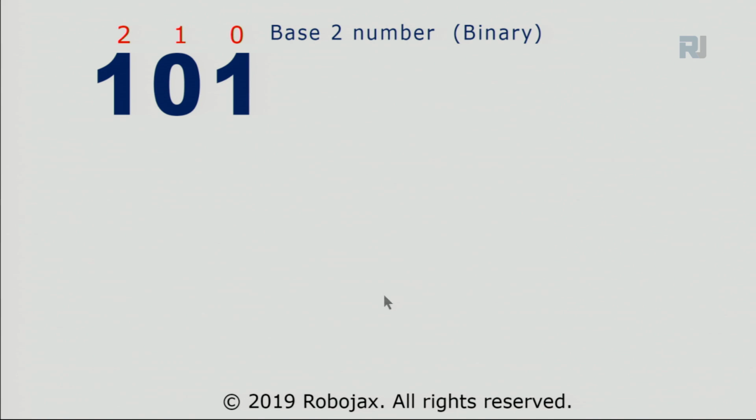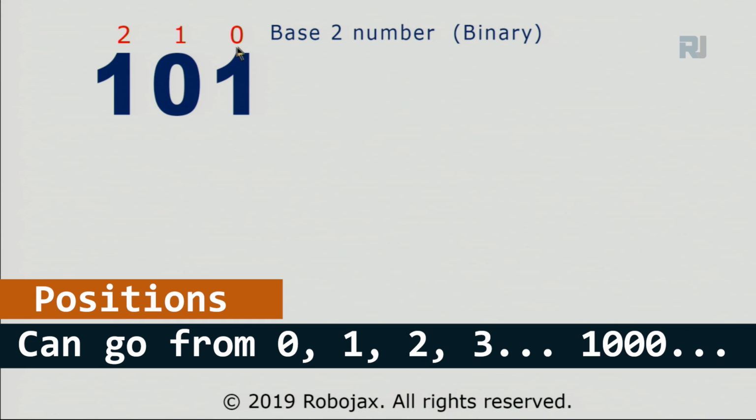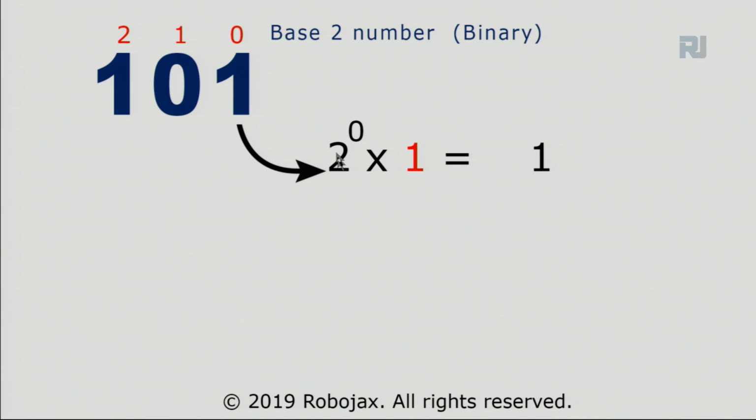And now let's have a look at binary, or base 2. The same principle applies. We have 1, 0 and 1, so this is the value 101, and the place or position starts from this side: position 0, position 1, position 2. Same thing, because this is base 2, we put the base as 2 and then the position as a power. So 2 to the power 0, we said anything to the power 0 is 1, multiplied by the value 1, so we got 1 here.